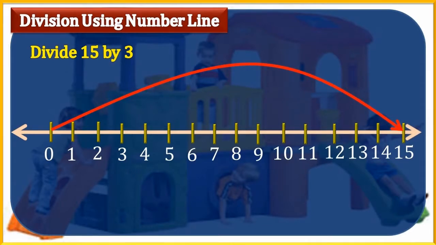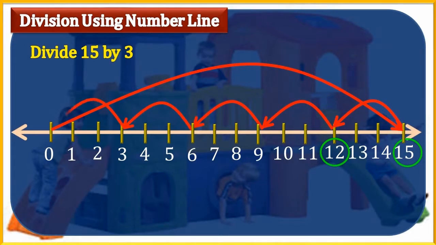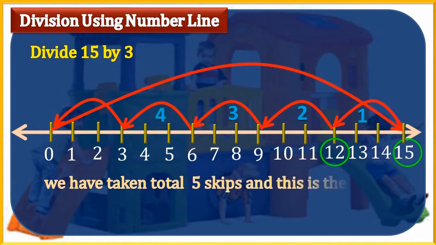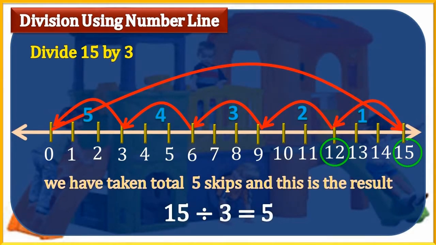Now, from the number 15, we will move backward and skip 2 numbers. So, we are at number 12. In the same way, by skipping 2 numbers each time, we will finally reach number 0. Now, we cannot move backwards. So here, we have found that we have taken a total of 5 skips and this is the result. Thus, on dividing 15 by 3, we get the result 5.